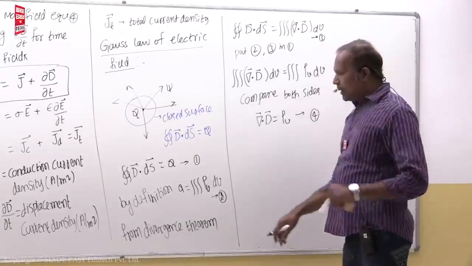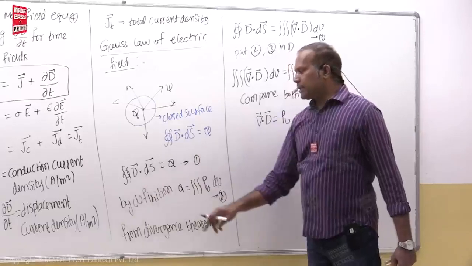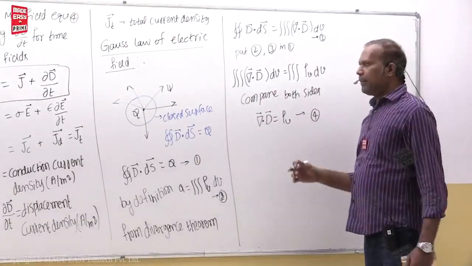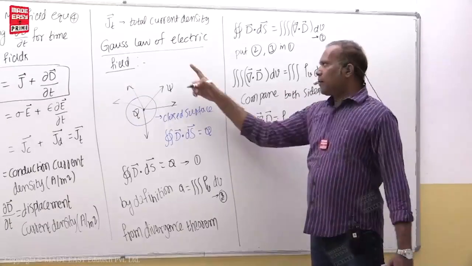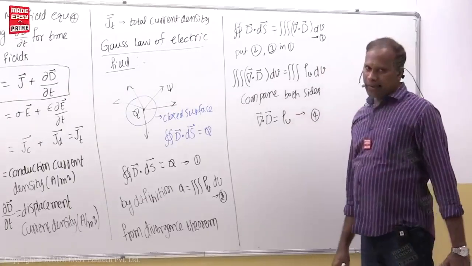Now this is called the integral form of that equation because integration is there with respect to distance. Here, this is called the differential form of the Maxwell equation. We will write them in the note. Now we have to understand that this Maxwell equation came from Gauss law of electric field actually. So this is the third Maxwell equation.